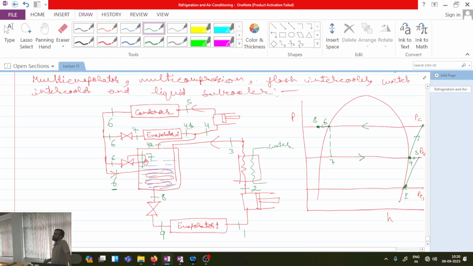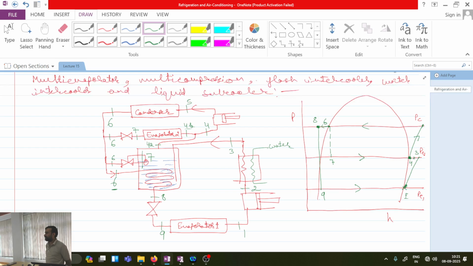6 to 8 is the subcooling process. And then from 8 to 9 I have this long expansion process, which is for the low temperature evaporator. Is this point clear? So this is a multi-evaporator, multi-compression system, because I am using two compressors, and ultimately in this system I have a liquid subcooler also, flash chamber also, water intercooler also.